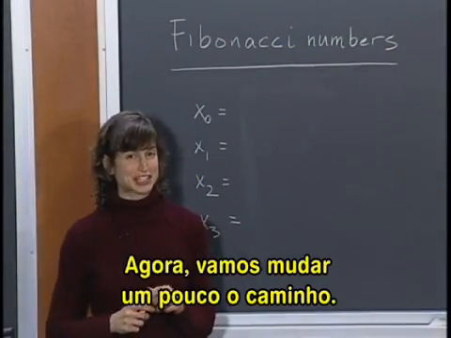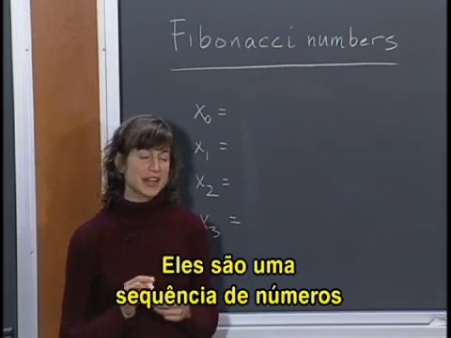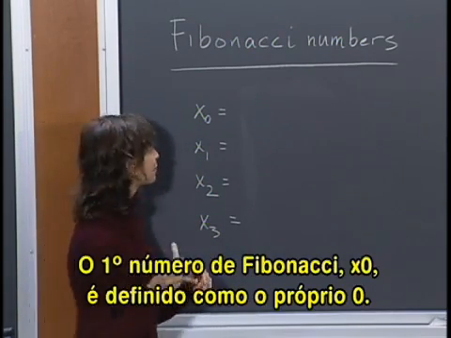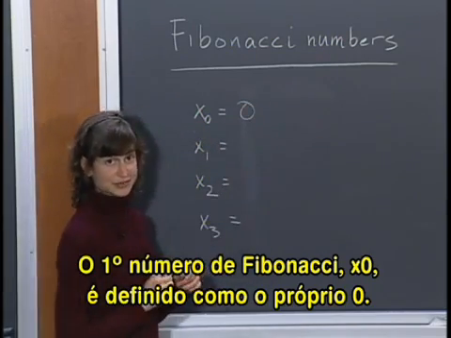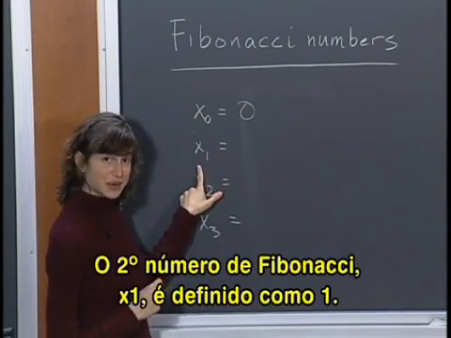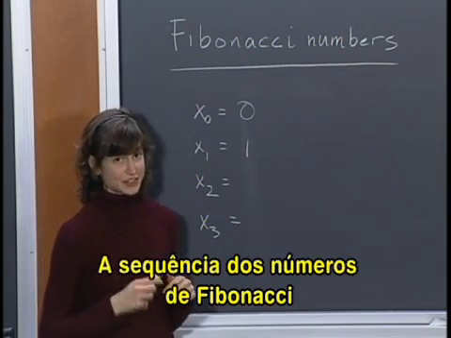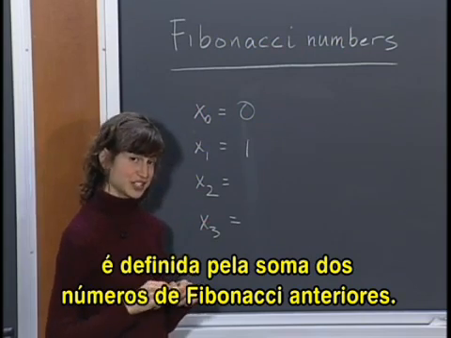Now let's change direction a little bit. Have you ever heard of the Fibonacci numbers? The Fibonacci numbers are a sequence of numbers defined by a simple rule. The first Fibonacci number, x0, is just defined to be 0. The second Fibonacci number, x1, is defined to be 1. The rest of the Fibonacci numbers are defined to be the sum of the previous two Fibonacci numbers.